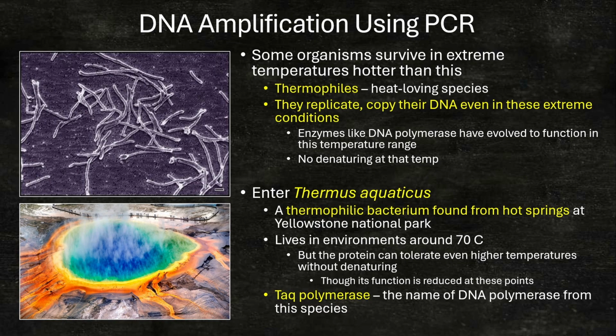So this is where a species called Thermus aquaticus comes in. This is a thermophilic bacterium that was found in hot springs in Yellowstone. Now, this species regularly lives in environments around 70 degrees Celsius, but the proteins that it has can tolerate much higher temperatures than this without denaturing. So today, modern PCR uses a special enzyme called Taq polymerase, otherwise known as Thermus aquaticus DNA polymerase, the specific DNA polymerase that we got from that species.